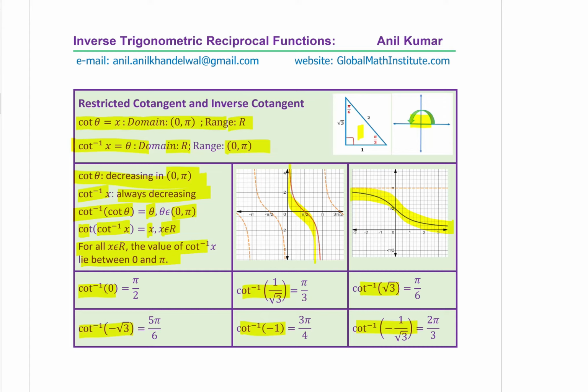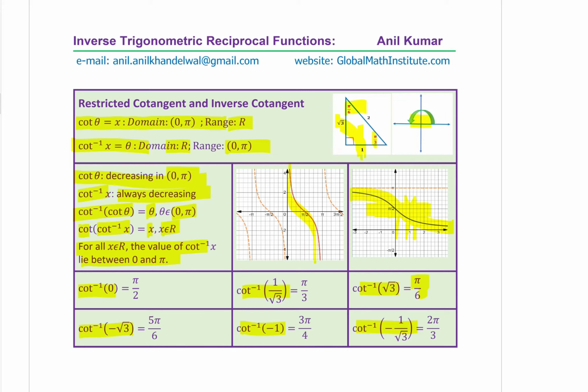So first one here is cotangent inverse of 0, and that gives you the value, which is pi by 2, right in the center here. Cotangent inverse of 1 over square root of 3. When we talk about 1 over square root of 3, then in that case, we are looking for a value, which is 1 over square root of 3. So this particular combination gives you the answer as pi by 3. Cotangent inverse of square root 3. So square root 3 is square root 3 over 1. That gives you pi by 6 as the solution.